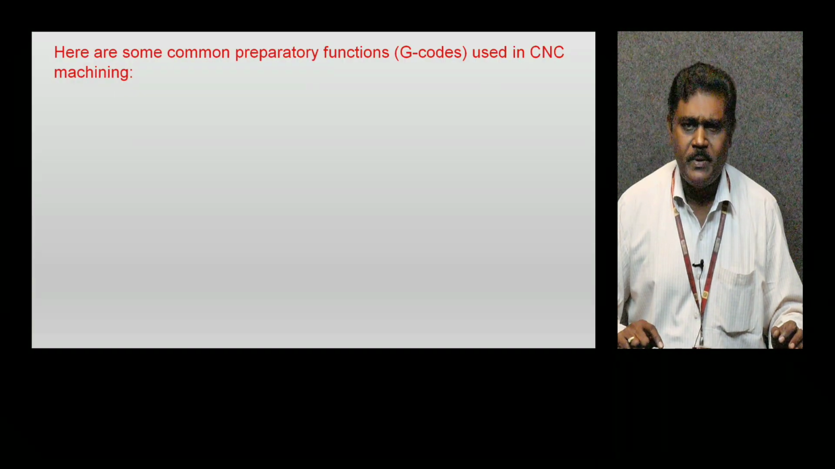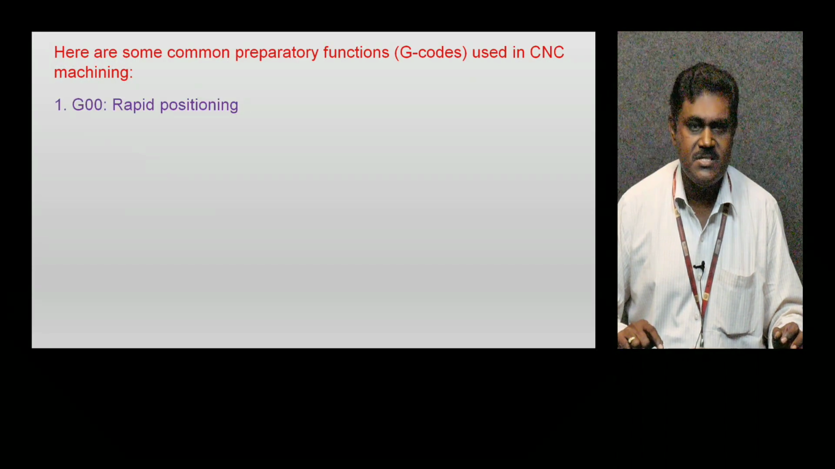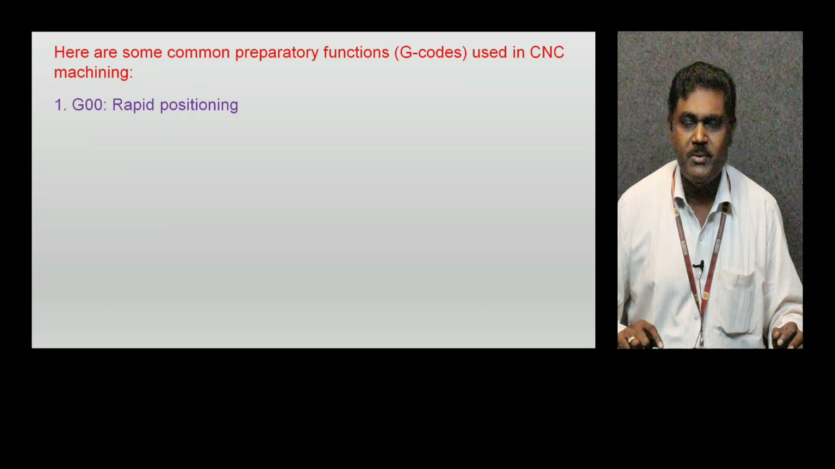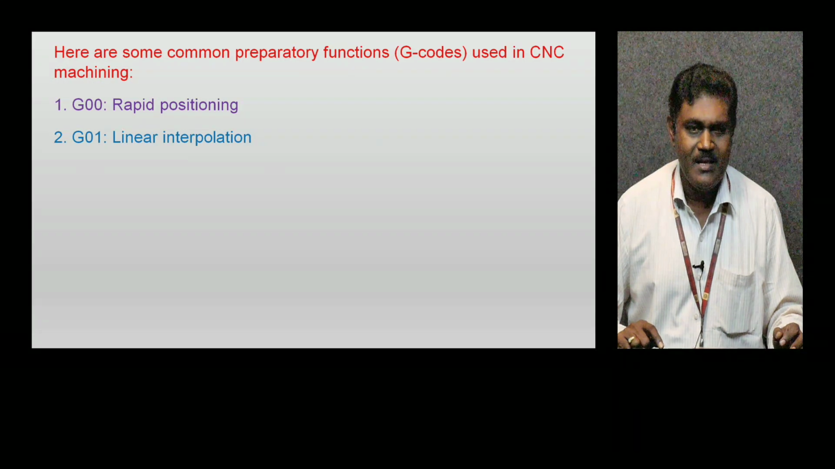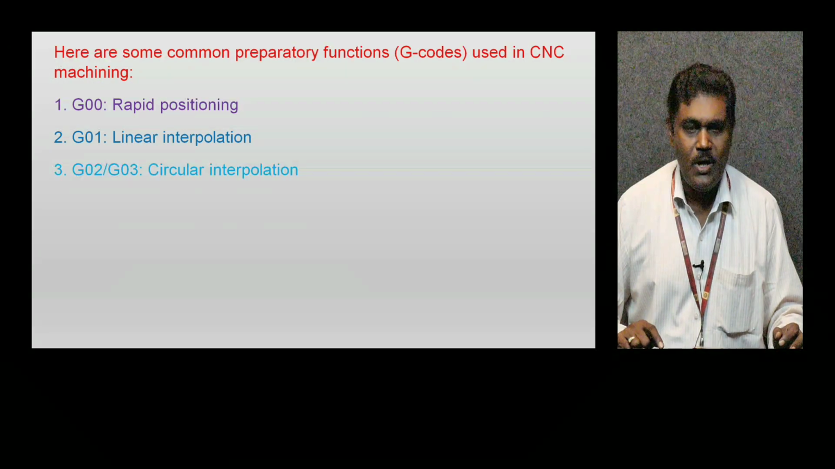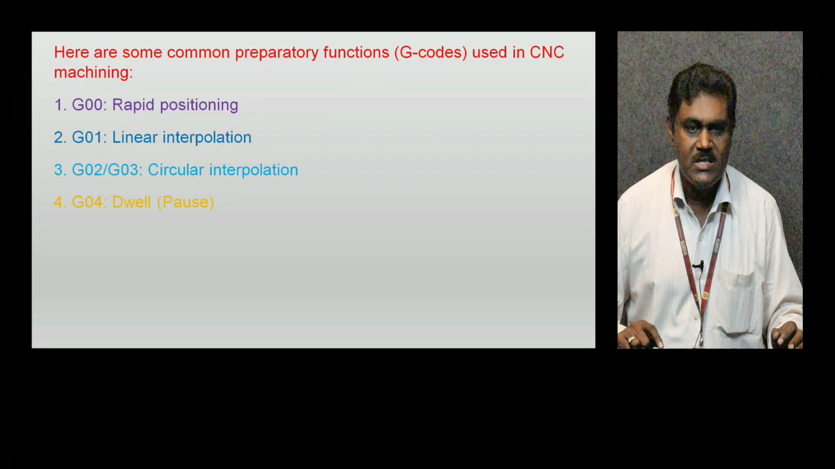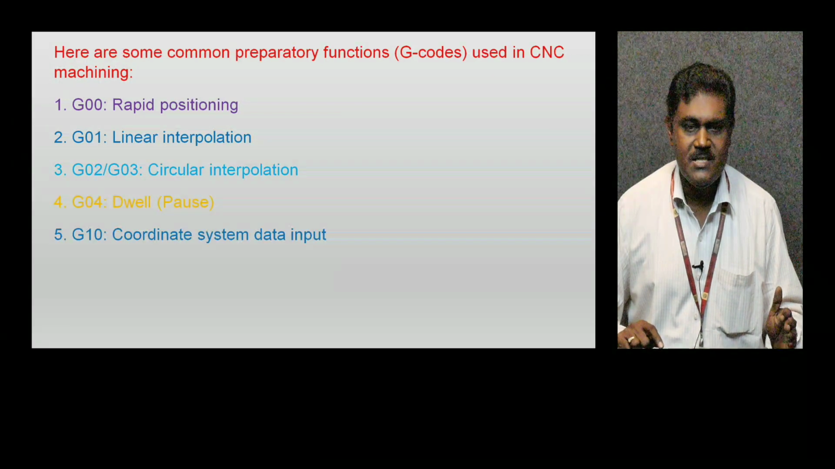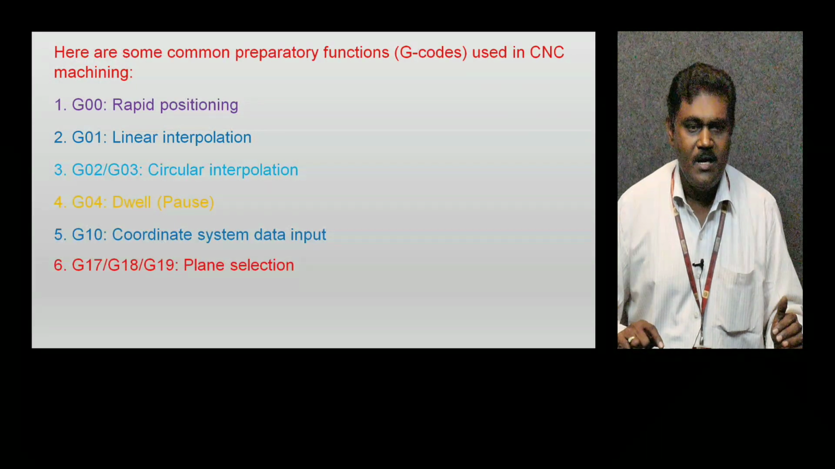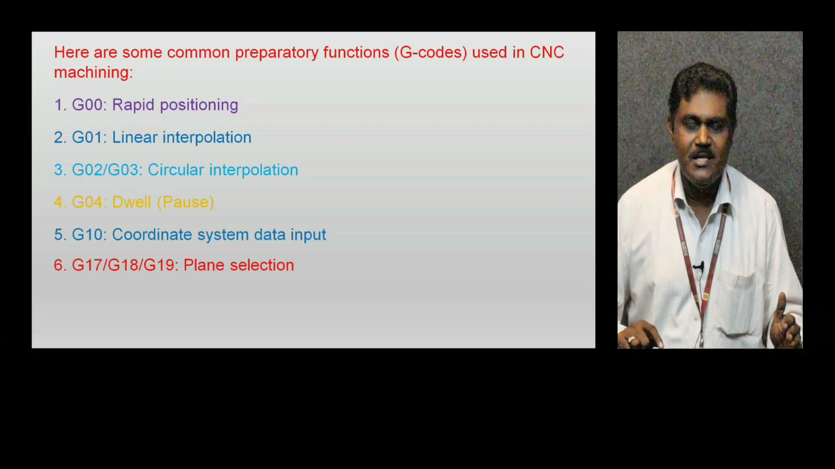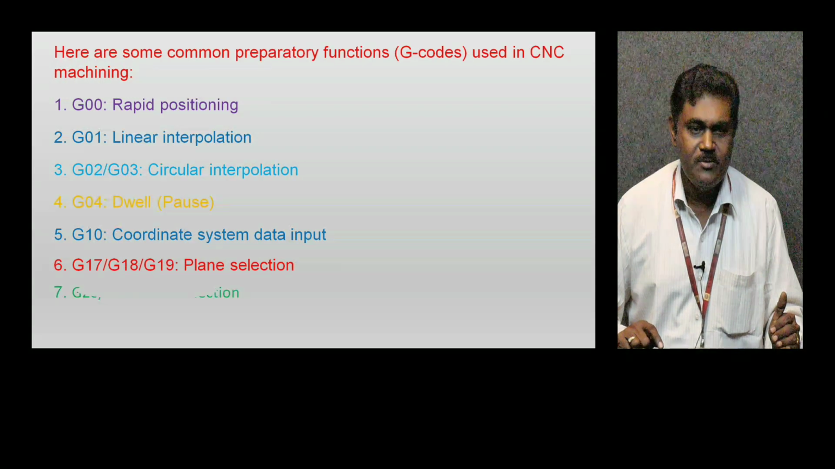Here are some common preparatory function G codes used in CNC machining. G00 rapid positioning, G01 linear interpolation, G02 and G03 circular interpolation. G02 is used for clockwise circular interpolation and G03 for counterclockwise interpolation. G04 is a dwell, temporarily pausing the program, and G10 is coordinate system data input. G17, G18, G19 are plane selection: you select which plane you want to operate in, and give the input accordingly.